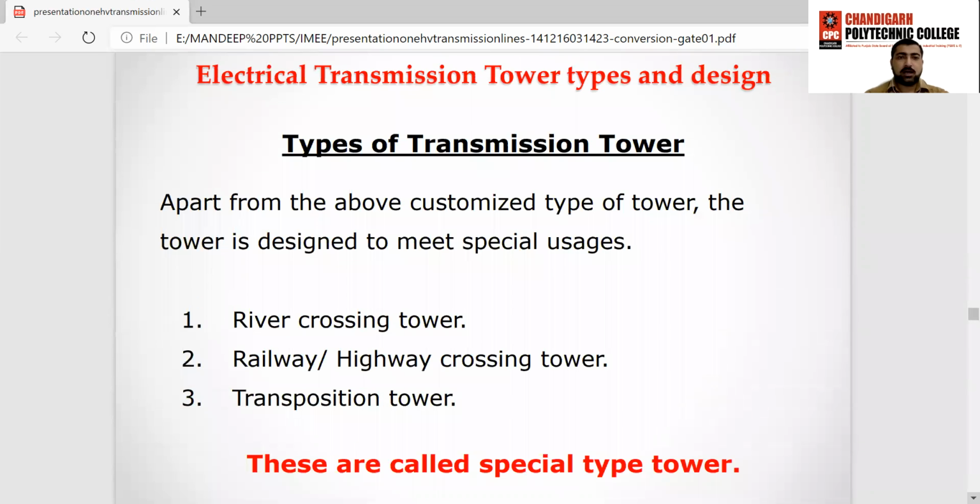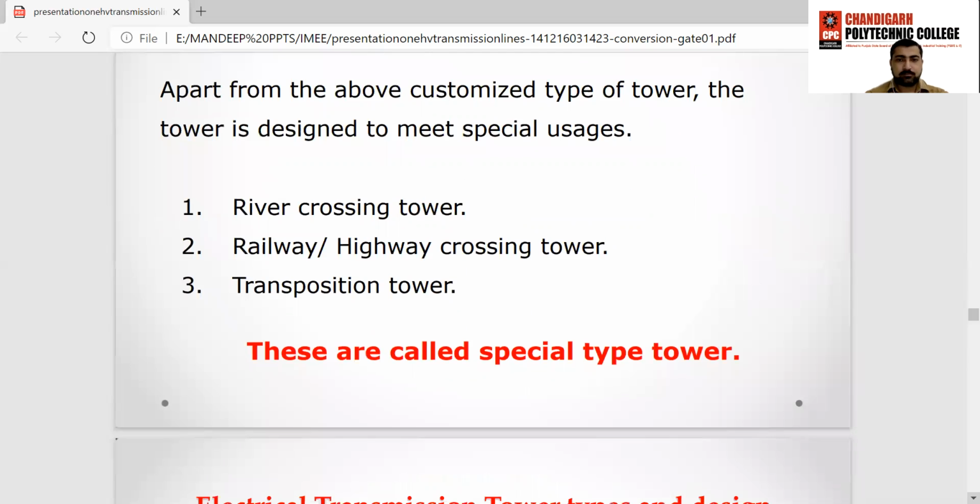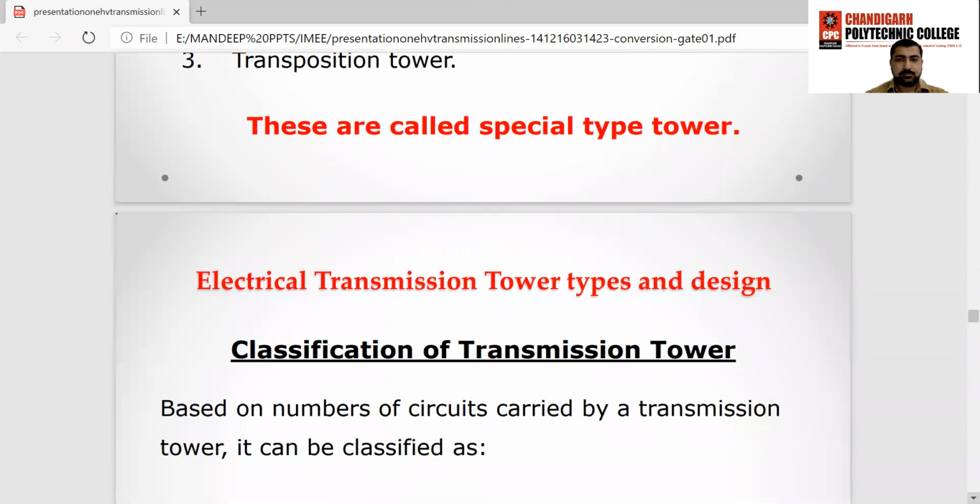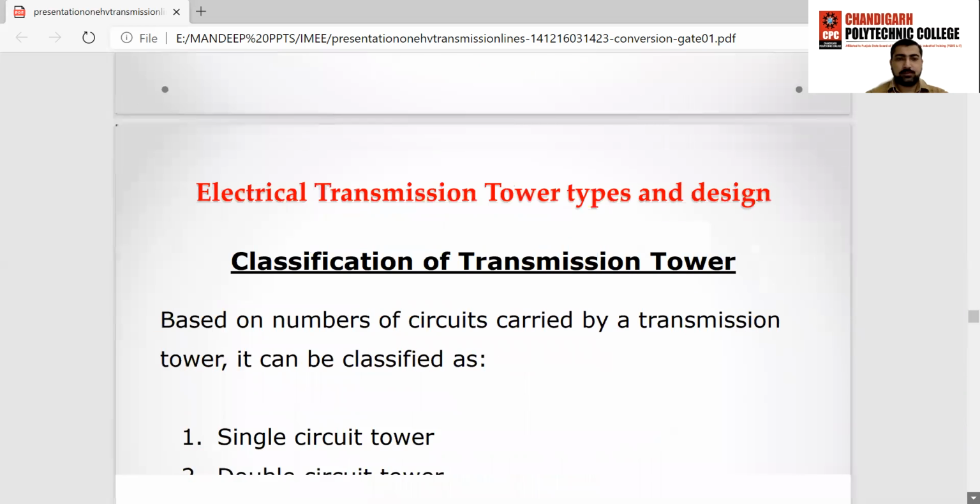And the next is, apart from the above, customized types of tower. The tower is designed to meet special uses as per requirement. The first one is the river crossing tower, the second is railway or highway crossing towers, and the last is transposition towers. These are called special type towers, used as per requirement, where we need them.